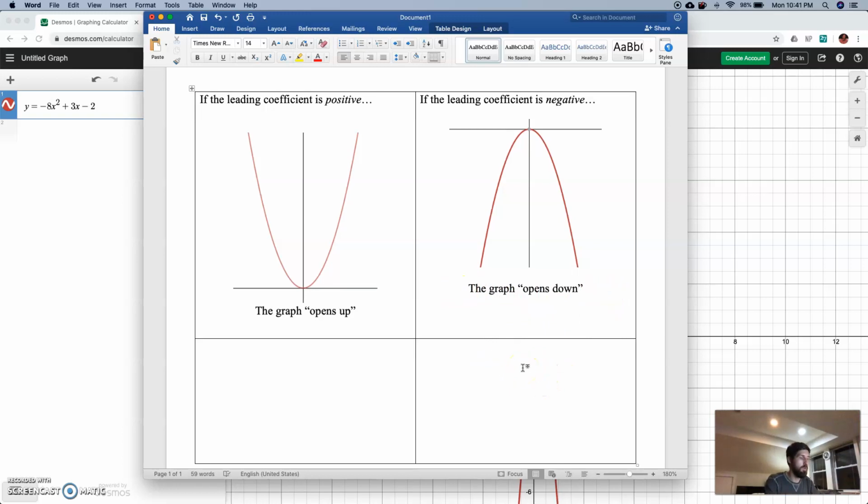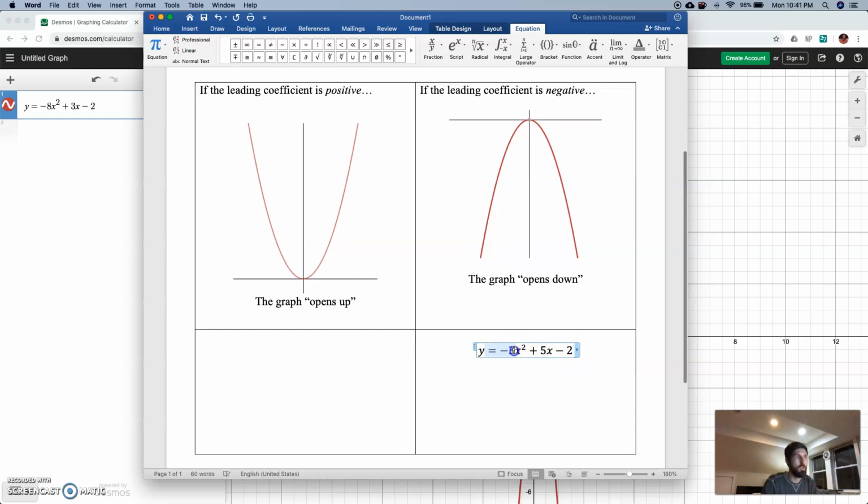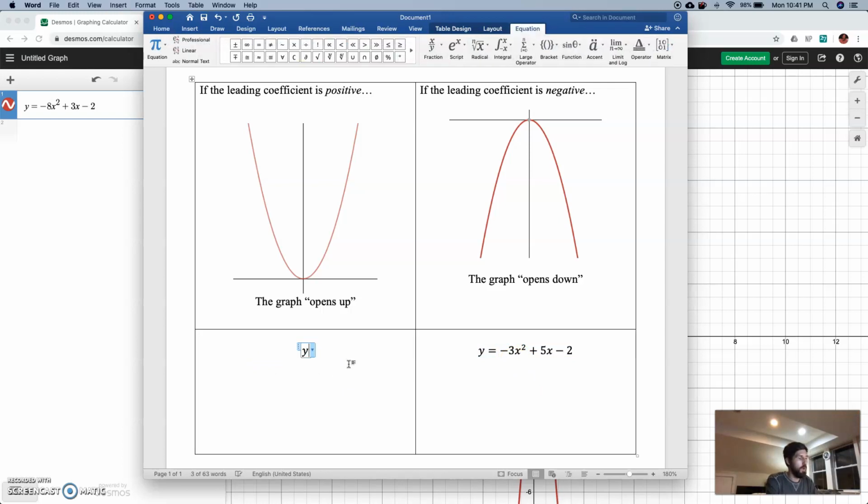We can have other examples of this. For instance, y equals -3x squared plus 5x minus 2. I don't really care what these other numbers are, so long as that number right there is negative. An example of this would be, let's do something silly, y equals 42x squared plus 5x minus 8. It doesn't matter that there's a negative number in here. That number 42 is positive, so that opens up.